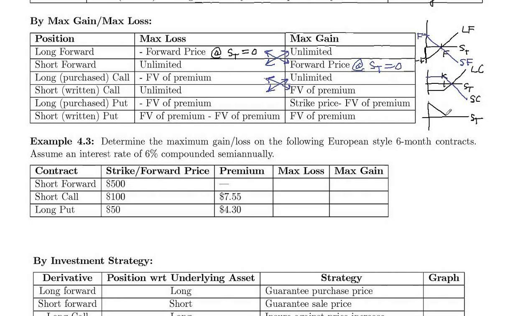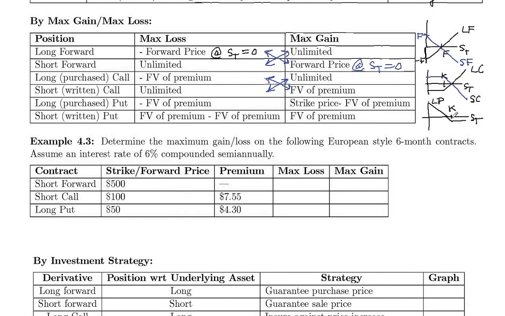It starts out positive and then decreases once it reaches the strike price. Once the spot price reaches the strike price, then it levels off, and all you've lost there is your accumulated value of your premium. That's the profit graph for a long put. So this is LP.